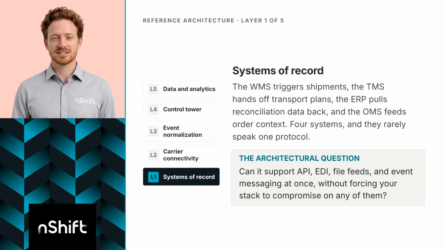Layer 1 is your systems of record. The WMS triggers shipments, the TMS hands off transport plans, the ERP pulls reconciliation data back, and the OMS feeds order context. 4 systems, and they rarely speak one protocol, so the platform has to handle API, EDI, file feeds, and event-driven messaging at the same time. The question isn't which protocol it supports, it's whether it supports all of them without forcing your stack to compromise.